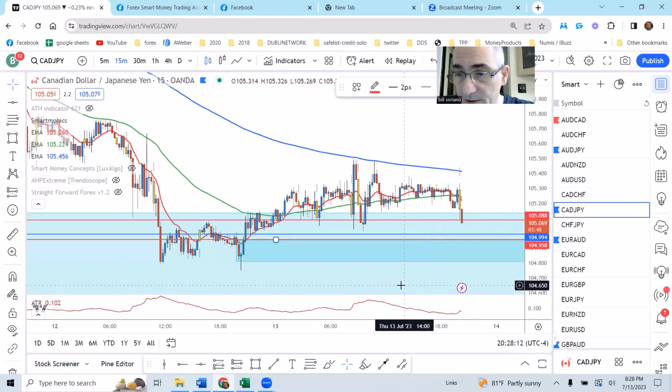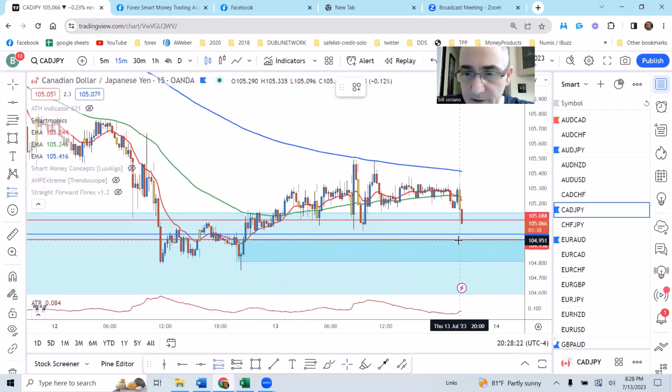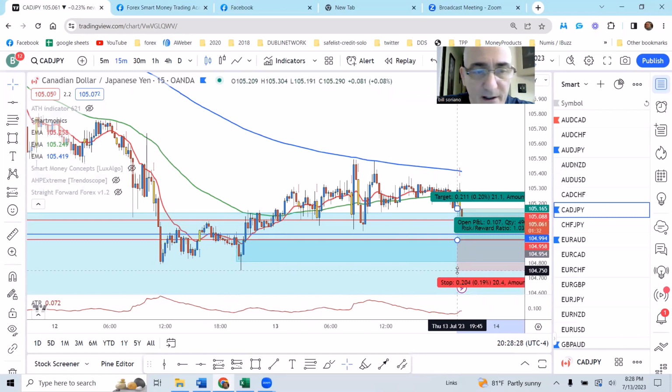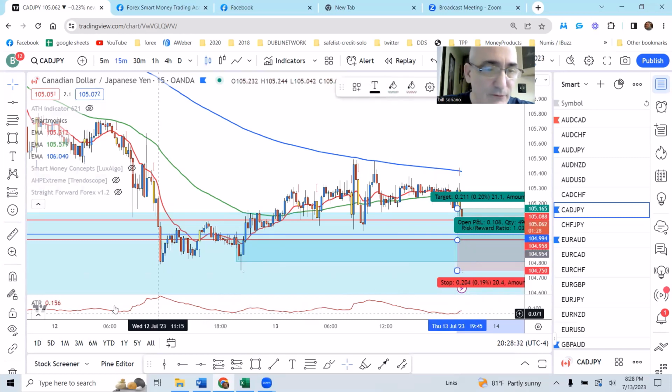So it would be right around that 104.958 area. So I'd probably set a buy limit there. If we got in right there, our stop loss would go at the bottom of that wick, plus whatever the 14-period ATR is. And if you look down at the bottom left-hand corner of my screen, you can see the ATR, and at this point it's about 7 pips.